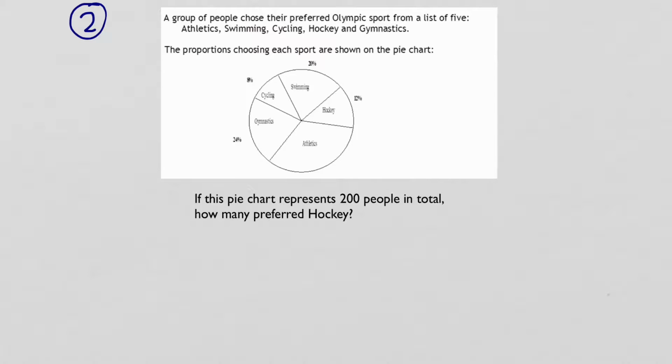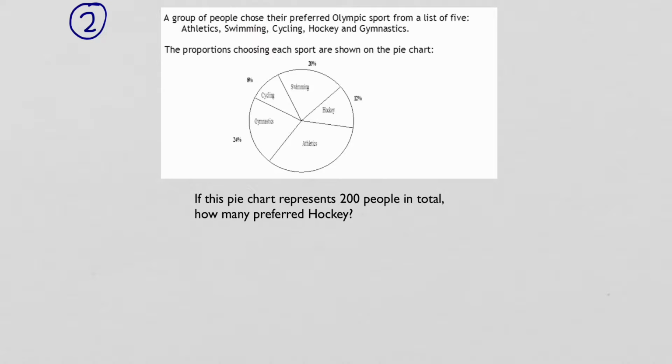Alright, and let's have a look at the second type of pie chart. This one involves percentages. So, a group of people chose their preferred Olympic sport from a list of 5. Athletics, swimming, cycling, hockey, and gymnastics. If the pie chart represents 200 people in total, how many of those preferred hockey? Okay, pause the video, read the question again, and have a go at the question. And then I will come and show you how I did it, and we can compare answers.